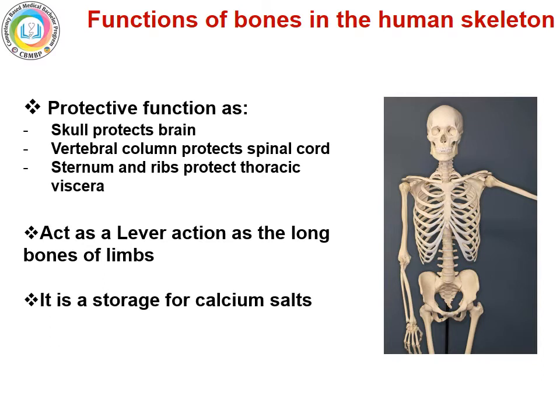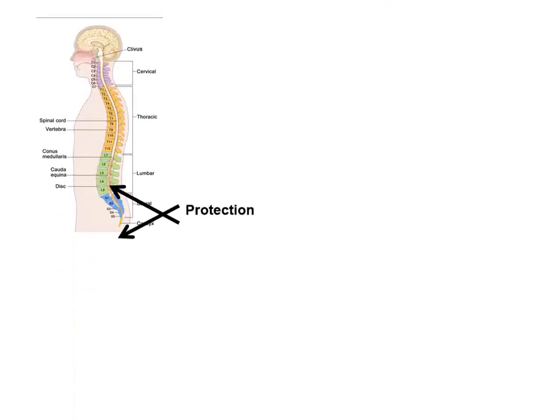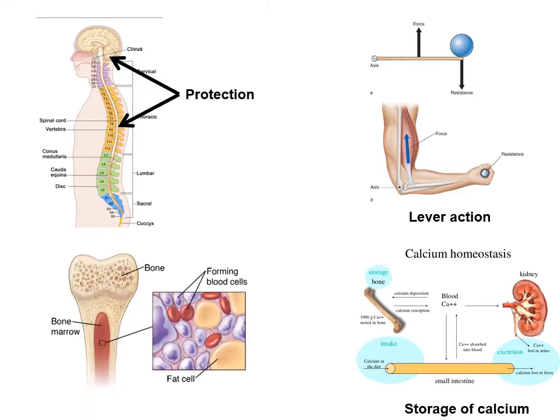Number 3, the bone is a storage for calcium salts till the time of need. Number 4, it contains blood forming bone marrow. Inside the long bone there is a cavity for bone marrow which will form the blood, and also the cancellous bone, as in vertebrae, contains bone marrow. Here protection, skull and vertebral column. Here lever action. Here calcium storage and formation of blood by bone marrow.